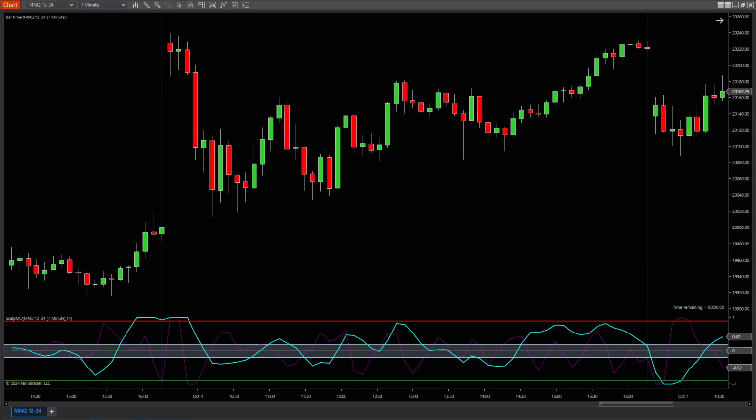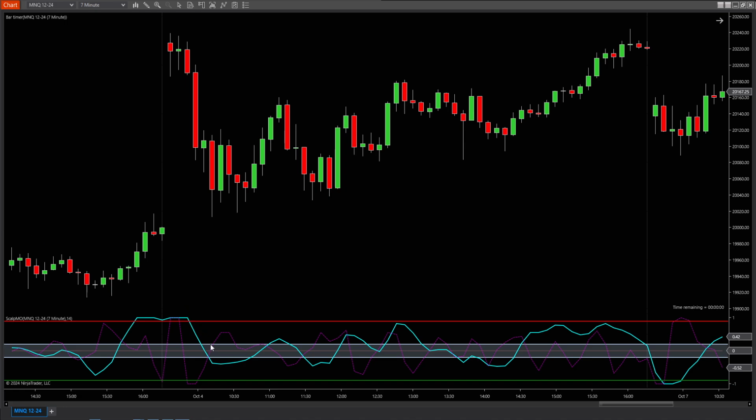All right, let's jump right into setting up ScalpMO on a 7-minute chart. This setup has its own unique flavor, and once you dial it in, you'll see why this is a go-to tool for scalping those short-term trades. First thing we're going to do here is set up some zones.